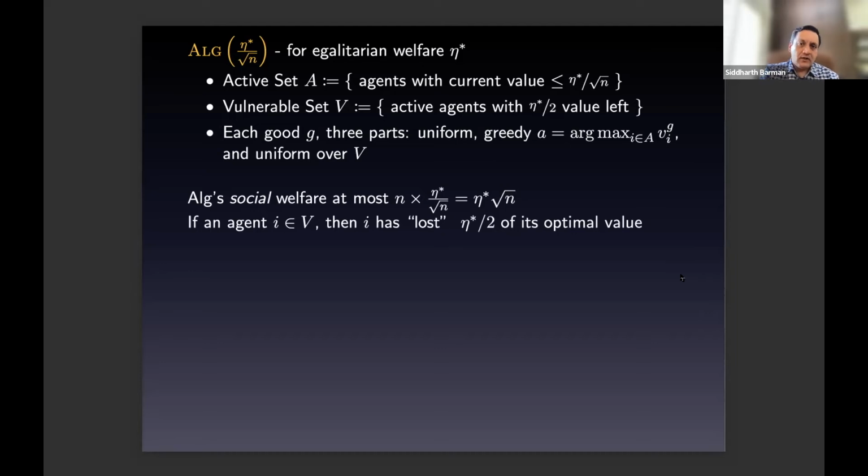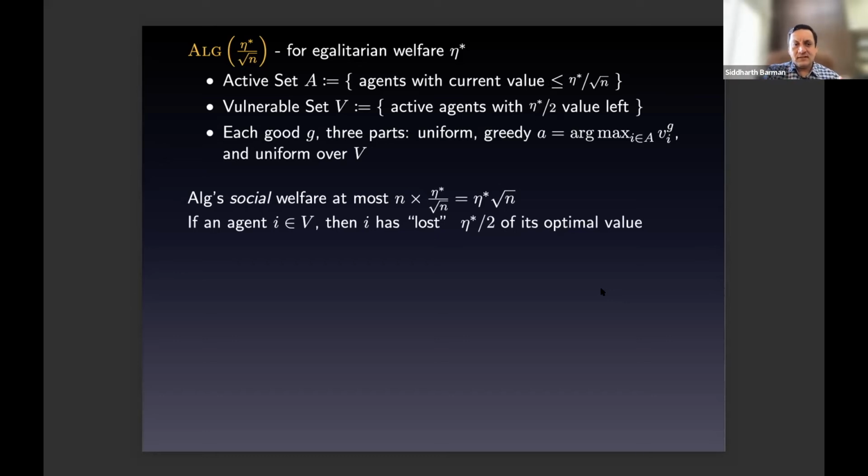But at this point, eta star over 2 value is left for the agent. So that's why I is vulnerable. So it has to be the case that the agent has lost at least eta star by 2 of its optimal value. As an analysis, if you compare the wrong decisions that you have made, by this time goods that should have been assigned to I are fractionally assigned to someone else, and that value is gone, right? Even if I now give you everything, you'll only get eta star by 2.